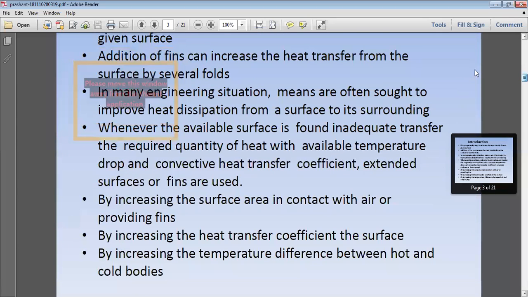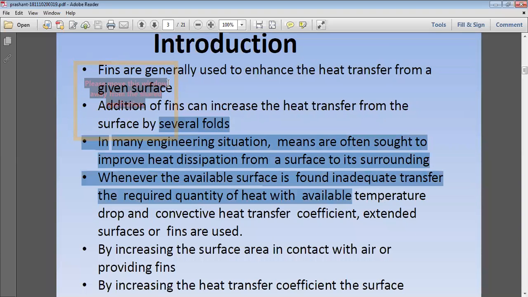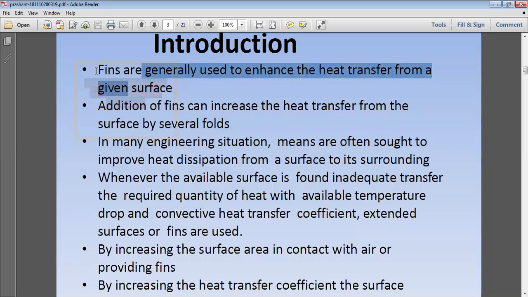Coming to the introduction part, here you can see fin is generally used. One second. One second. Yeah.